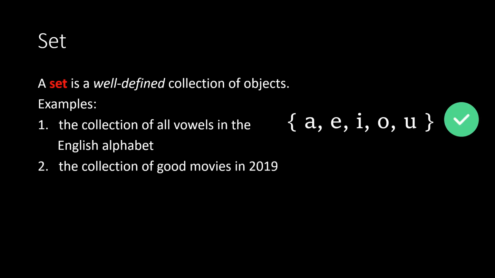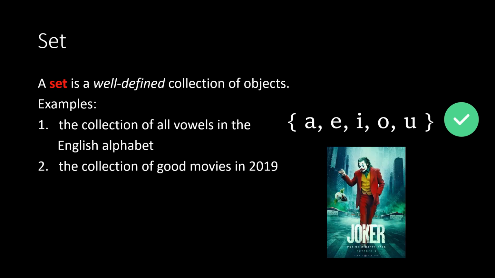Next, the collection of good movies in 2019. This is not a set. Why? For instance, one may give Joker as a good movie in that year, but others will not agree. Hence, the collection is not well defined and therefore not a set.